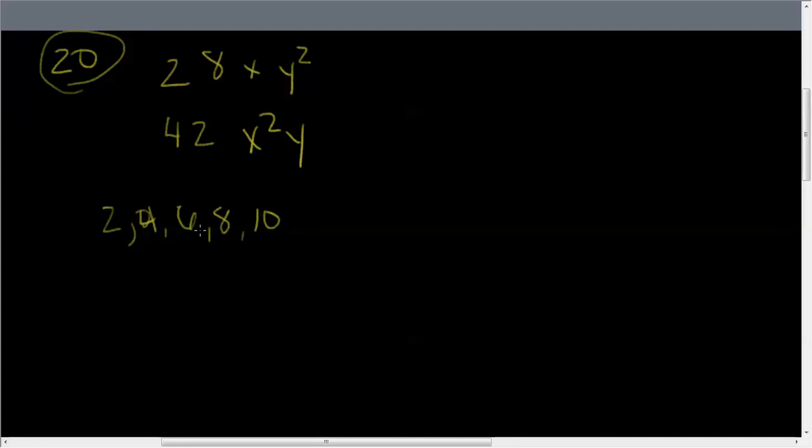Now they want us to do it with some bigger numbers, like 28. And I sat down without my calculator, so I'm going to have to figure this out on my own. So the multiples of 28: let's see, we've got 28, 56, 84, and multiples of 42. 42 times 1 is 42, 42 times 2 is 84. Look, I just wrote down the same number.